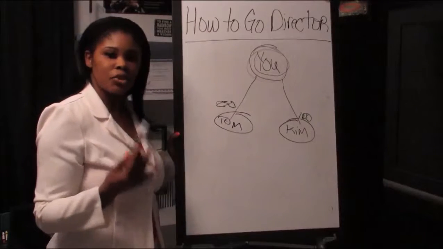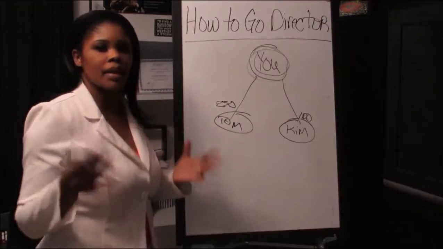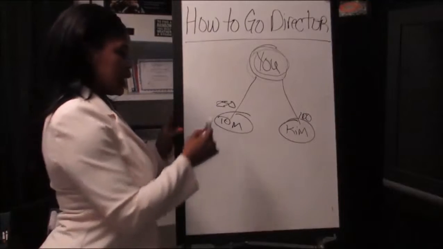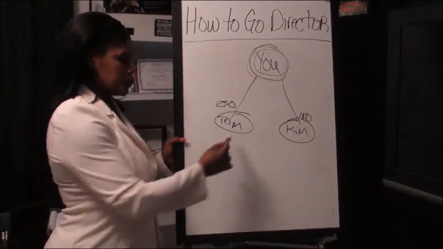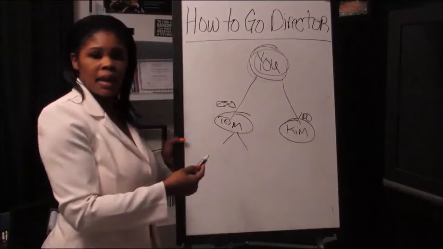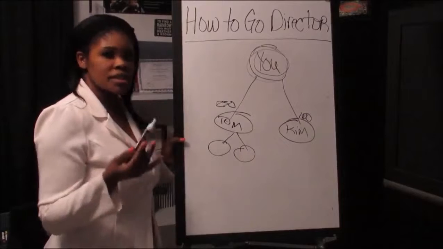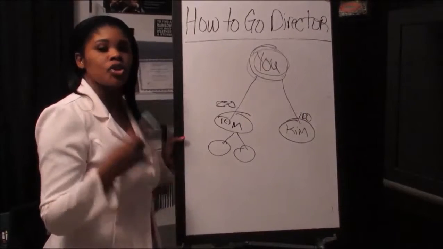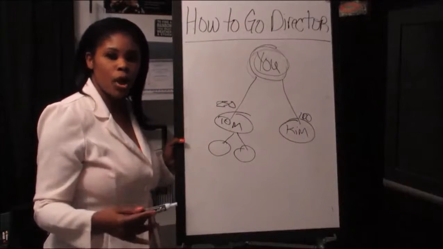Okay, now the next thing you need to do and how you hit director is you're going to start generating team volume. And what team volume is, you're going to start helping these people create volume. Now Tom, he is going to enroll his 2 people. It's just that simple. If 2 people get 2 people get 2 people, you'll be very surprised how fast your organization can start to grow.